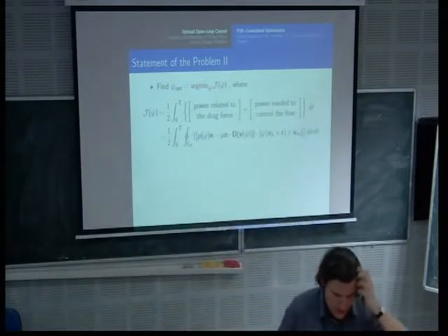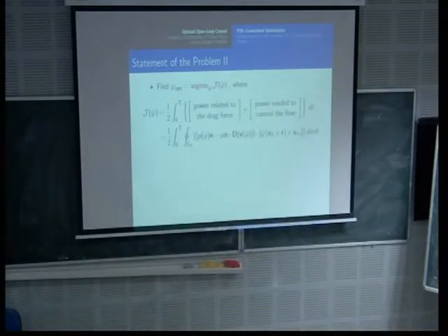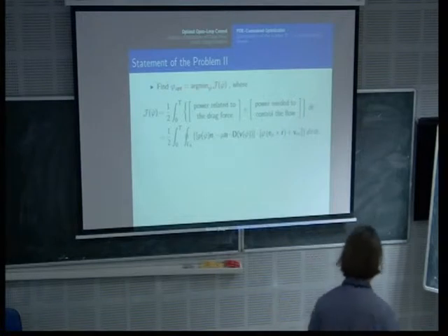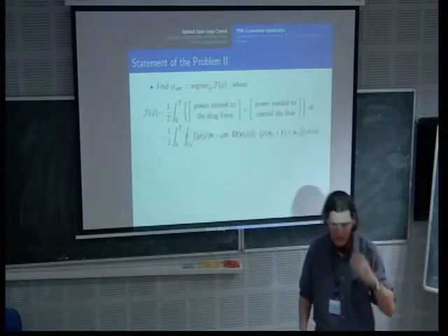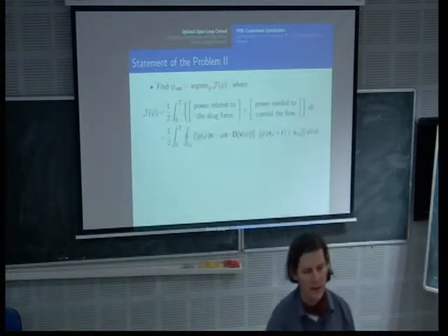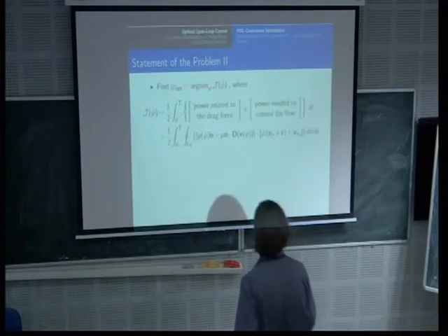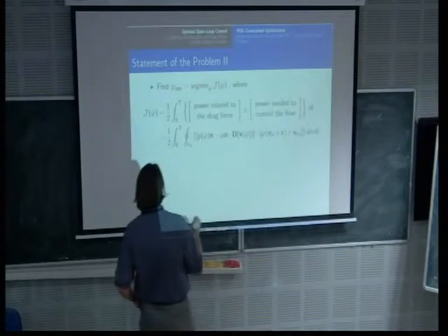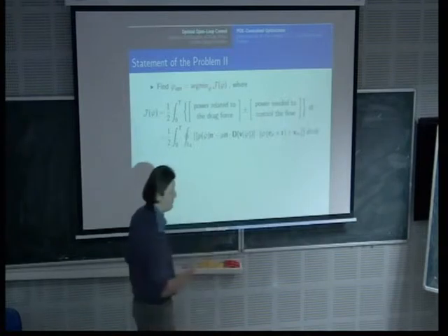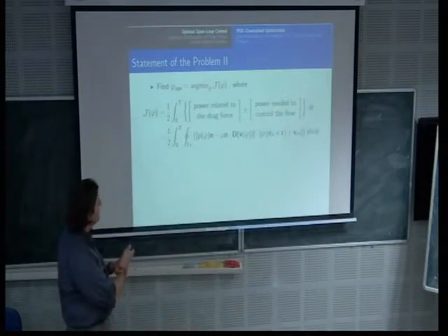If you want to come up with an optimal formulation, then optimality must always be defined with respect to certain criteria. In other words, we have to come up with the cost functional that will represent the objective that we'll seek to achieve. So in our problem, the cost functional will represent the sum of two terms. The first term will be the power related to the drag force.